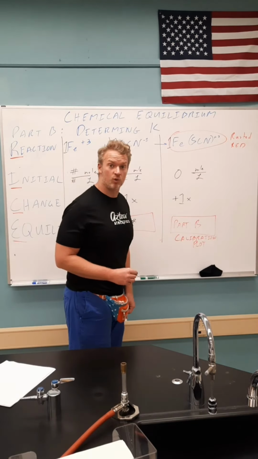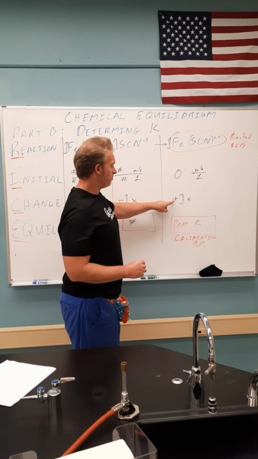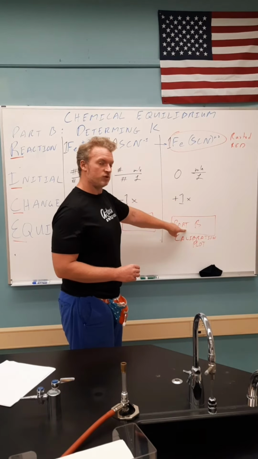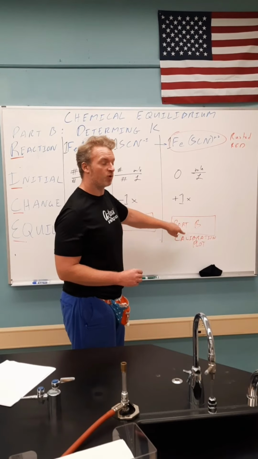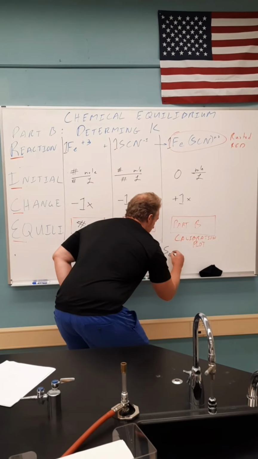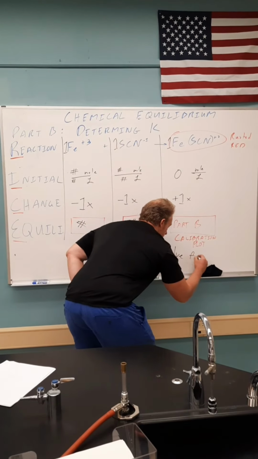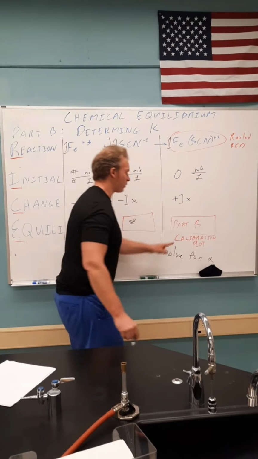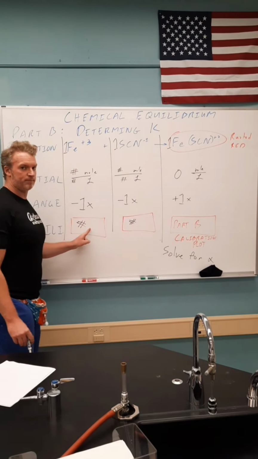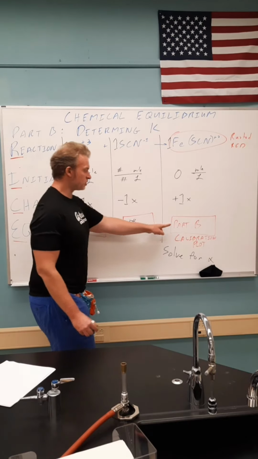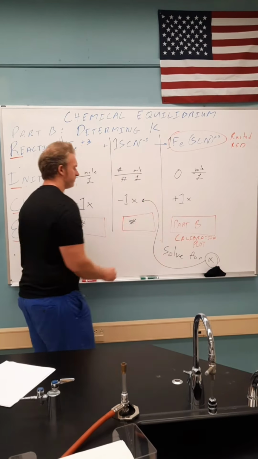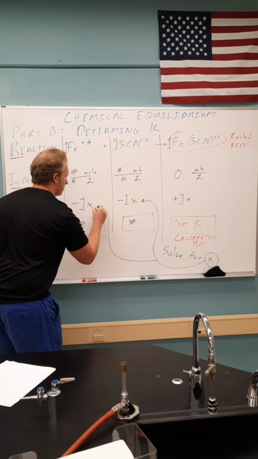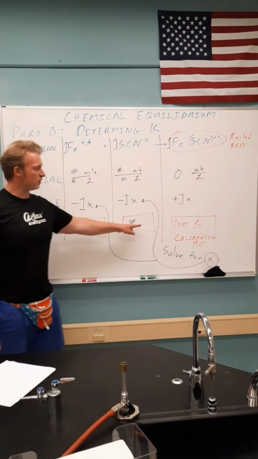Here we have a solved equation. 0 plus 1x equals this number you got in Part B. This is an equation you solve for x. Solve for x. Remember, all we want are these red boxes. So once you solve for x, you can put that in here. And now you can solve for all three of these boxes.